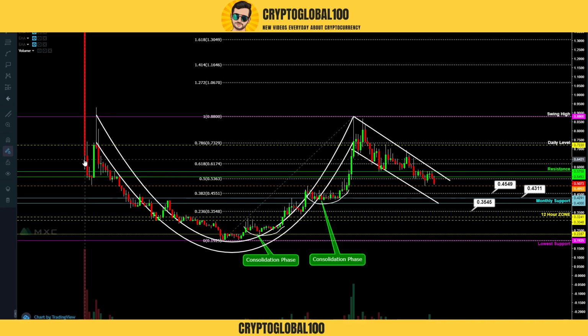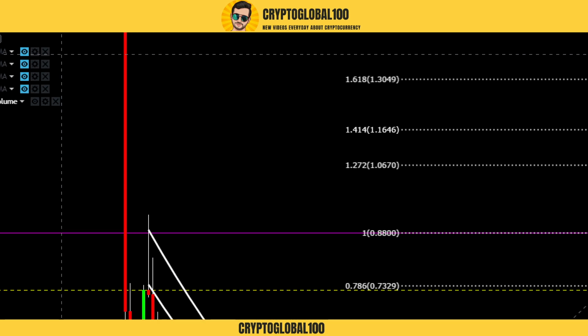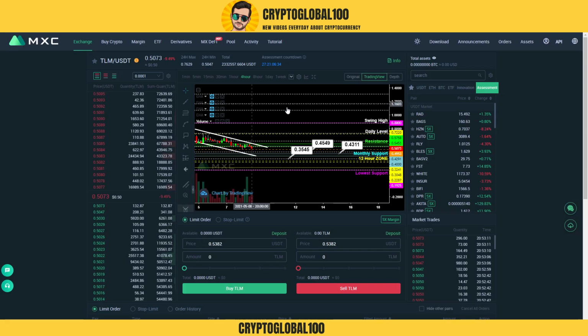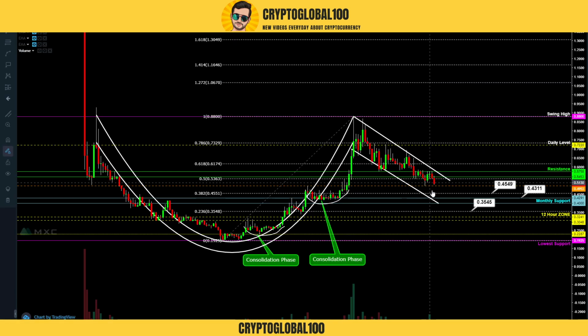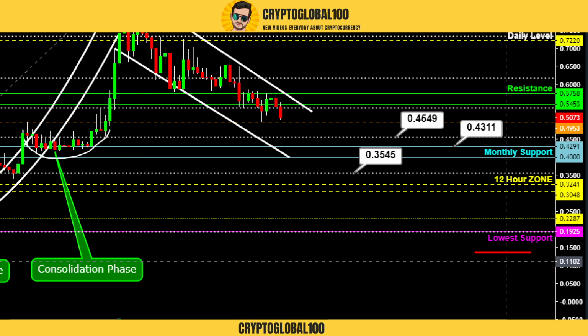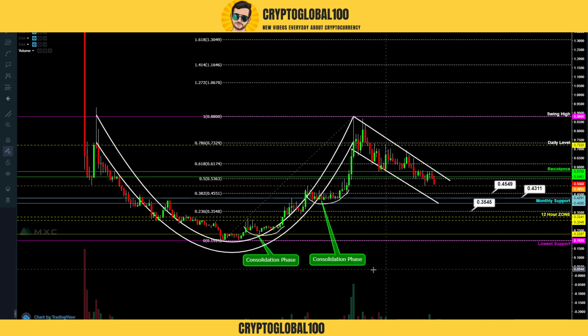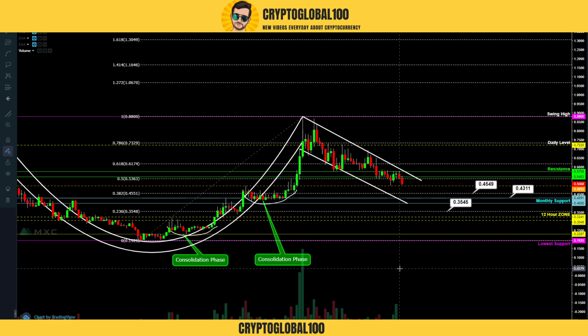Let me remind you, this is the 4-hour chart, and I have drawn the zones. You can see on the right side we have the lowest support, which was the lowest point, then the 12-hour support, the monthly support, this is the monthly zone, and the daily resistance. So let's take a look here.